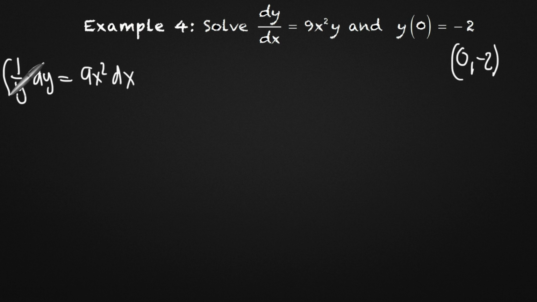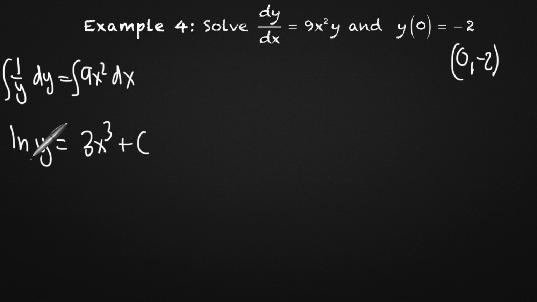So now I'm going to integrate both sides with respect to that letter. When I integrate 1 over y, that just gives me the natural log of y. When I integrate this, it is going to give me 3x cubed plus a constant. And so now what I'm going to do is rewrite this equation.